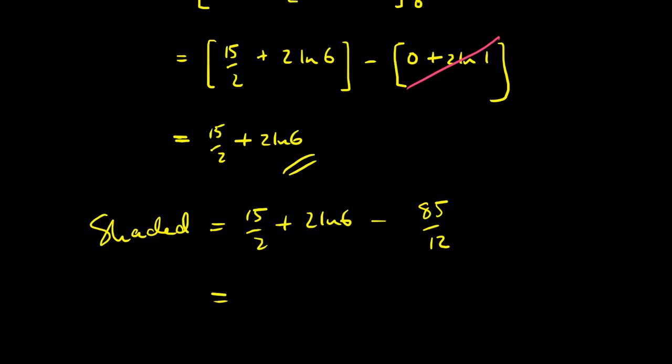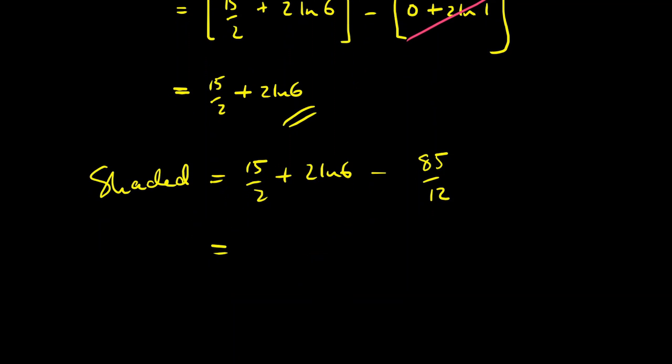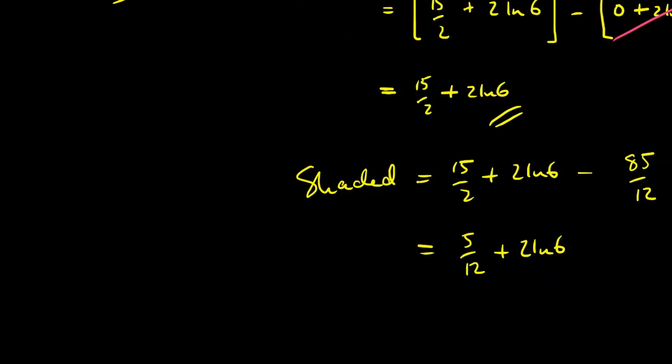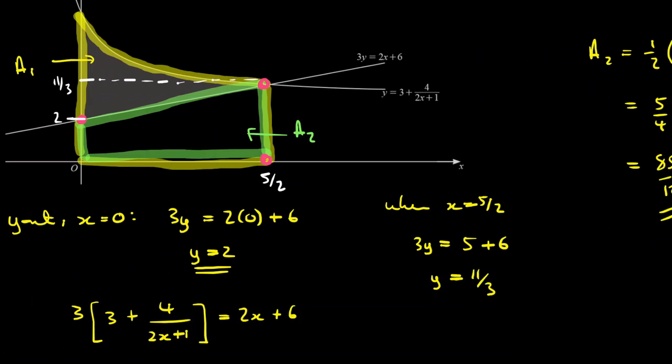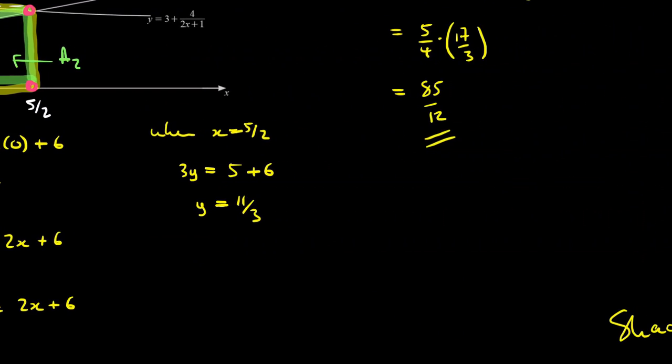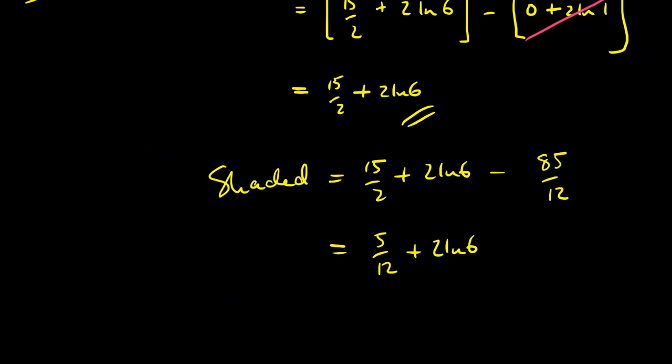And I can probably simplify this a little bit. So 15 upon 2, I'll times top and bottom by 6. That'll be 90 upon 12 minus 85 is 5 upon 12 plus 2 ln 6. And does it ask us to give that answer in a specific way? Let me just double check what we're asked. No, that's perfectly adequate. We can leave our answer as 5 upon 12 plus 2 ln 6, or if you prefer, 5 upon 12 plus ln 36.